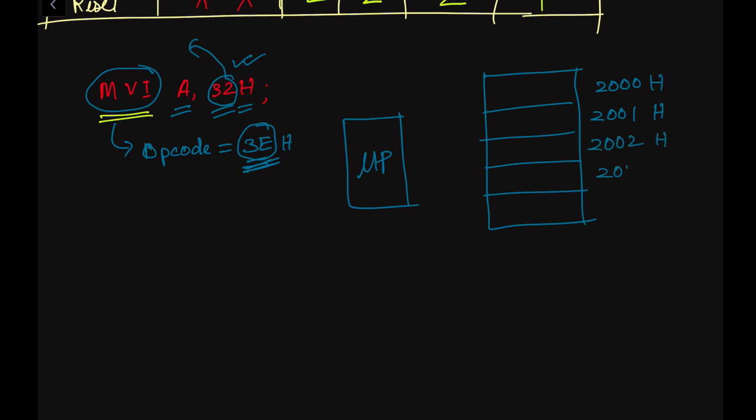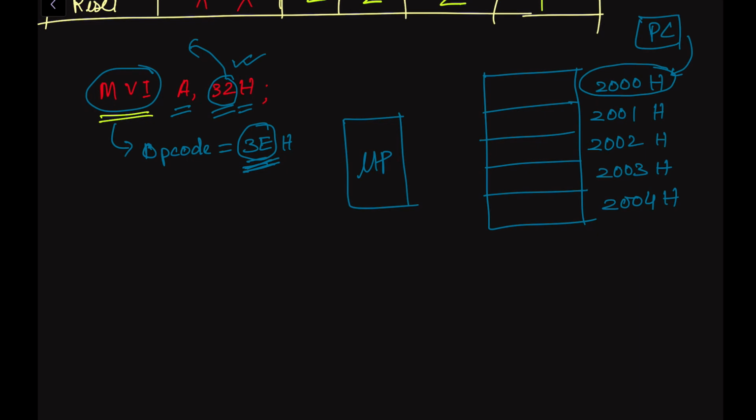2002H, 2003H, 2004H. These are the various memory addresses in hex code. These are the memory locations. Suppose the program counter is pointing at this location. Suppose PC means program counter. Suppose the program counter is holding this memory address 2000H.